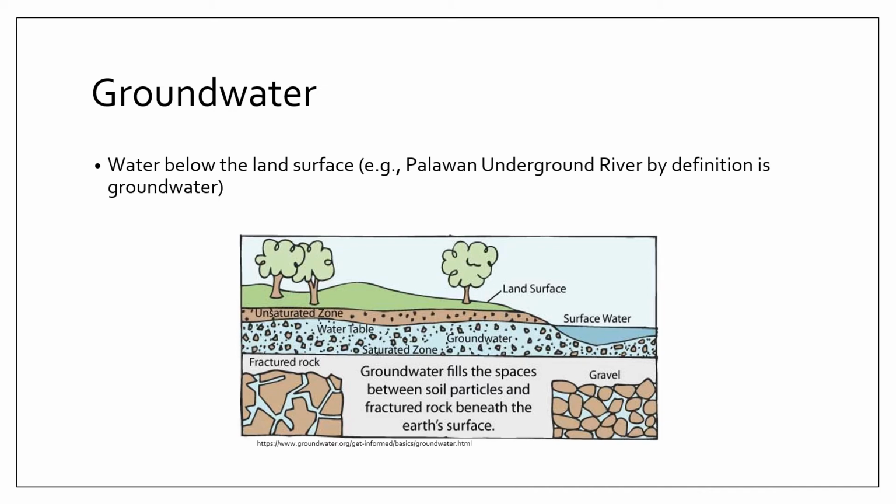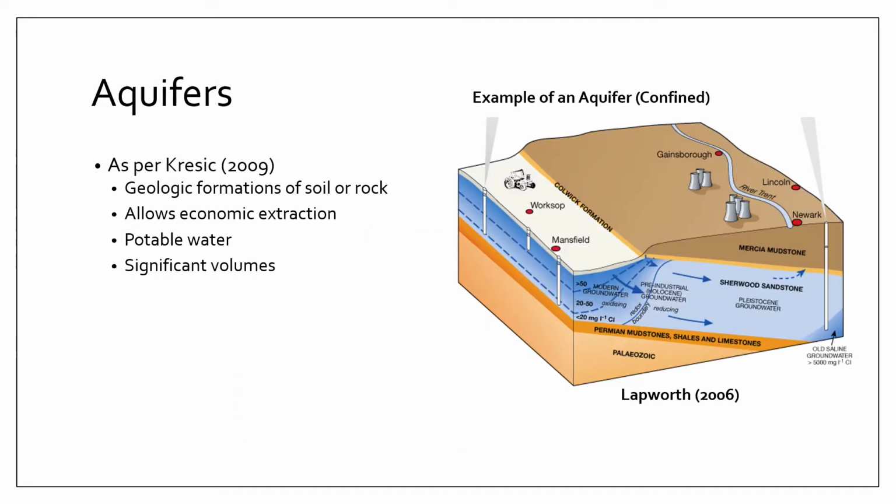Groundwater is essentially water below the land surface. By definition, the Palawan Underground River is groundwater. So any water that is below the land surface is groundwater. Now, aquifers, as per CRESIC 2009, consist of geologic formations of soil or rock, and the keywords here are economic extraction, potable water, and significant volumes.